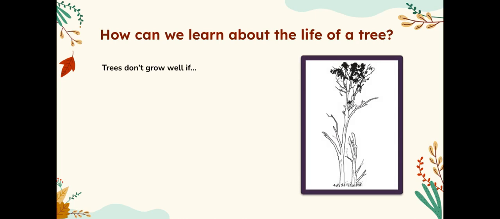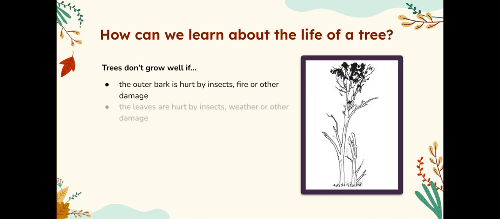Trees don't grow well if their outer bark is hurt by insects, fire, or other damage. The leaves are hurt by insects, weather, or other damage, including being eaten by lots of the consumers that like to eat leaves. If they overfeed, that can be quite stressful and damaging to the trees. So there has to be a good balance. They don't grow well if there's not enough sunlight. Now, that's not always caused by weather.